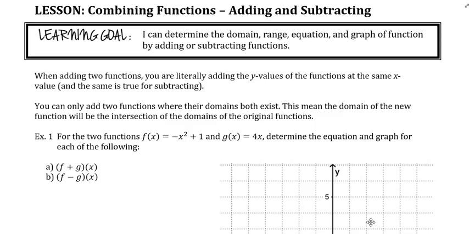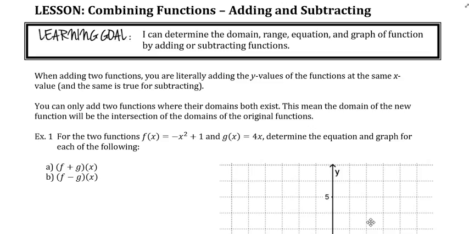So looking at combining functions that have different natures, a couple of quick definitions. Today we're doing adding, subtracting, then on Monday we'll do multiplying and probably dividing together. And then on Tuesday we do something a little bit different.